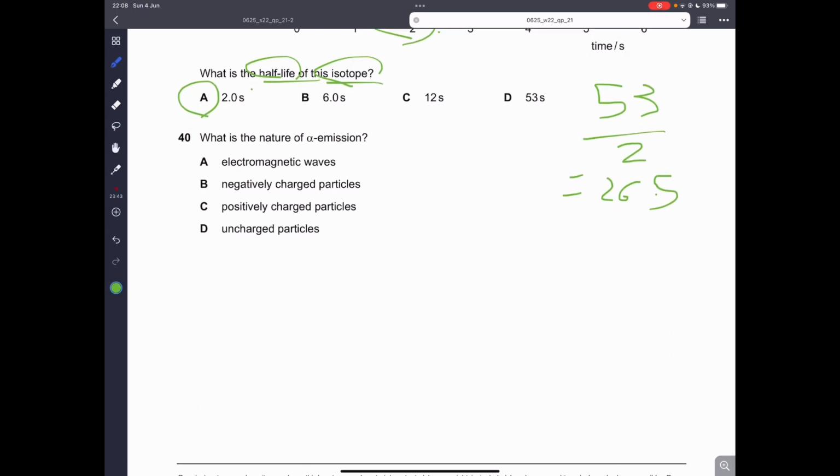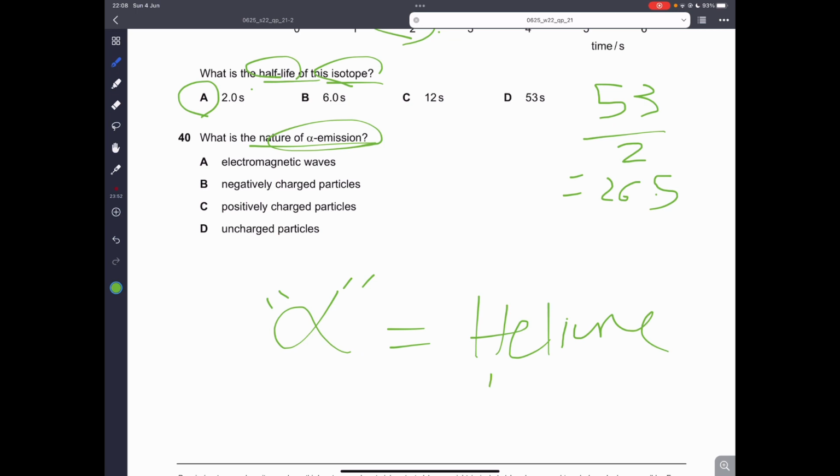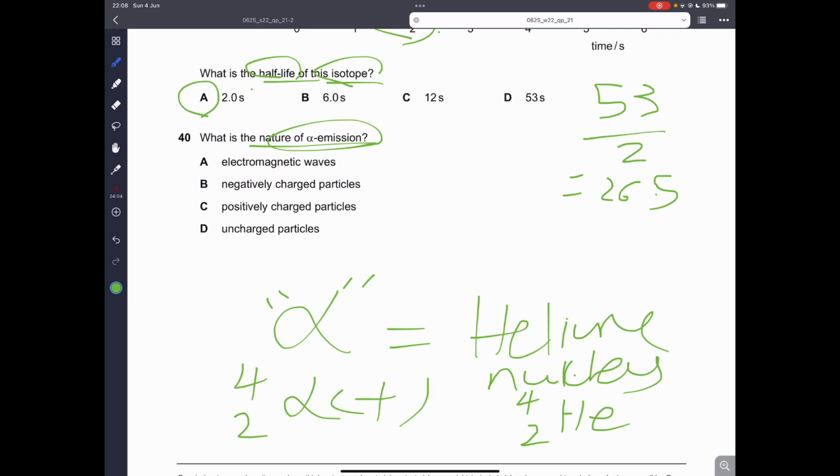Question 40. What is the nature of an alpha emission? Remember, an alpha emission is the same as a helium nucleus. Why do I say this? Because the alpha particle is represented as 4, 2, and the helium nucleus is also represented as 4, 2. This is because they are both positively charged particles, and therefore C is the correct answer.